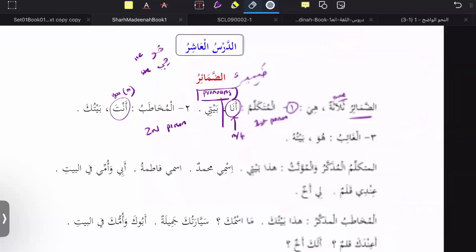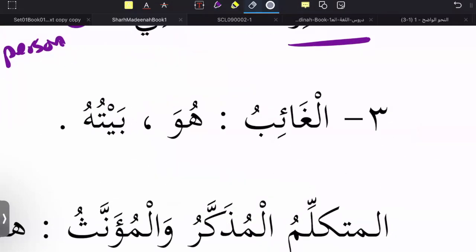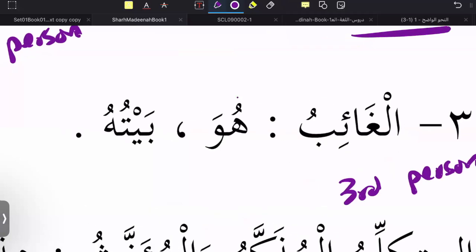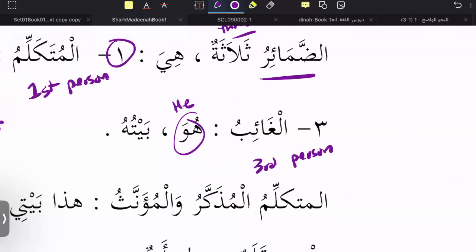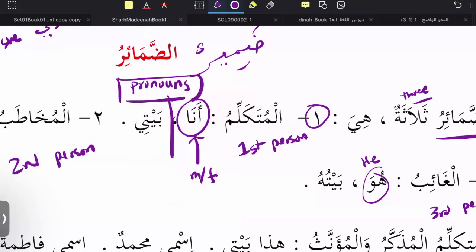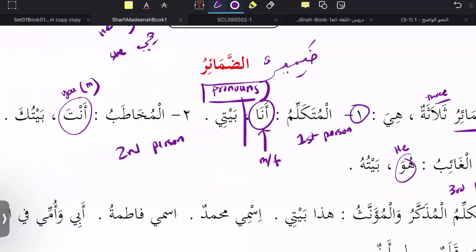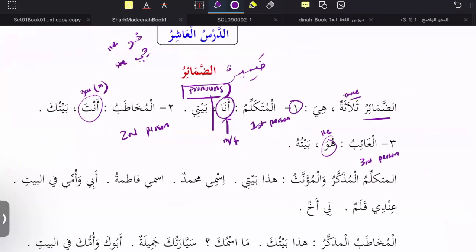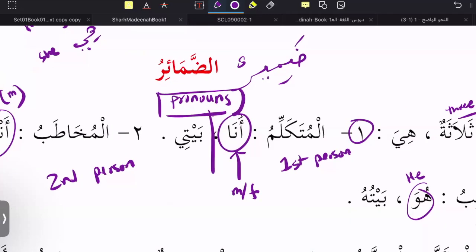And then we have one more, al-ghaib. Al-ghaib is your third person. For example, he, they. So we have huwa, which is he. Make sense? So we have three types of pronoun, just like in English. We have first person, which is al-mutakallim, second person al-mukhatab, and third person al-ghaib. Do you have to memorize these Arabic terms? Not necessarily, but it is there. As long as you understand that we have to distinguish between the speaker, the addressee, and the one which is third person.